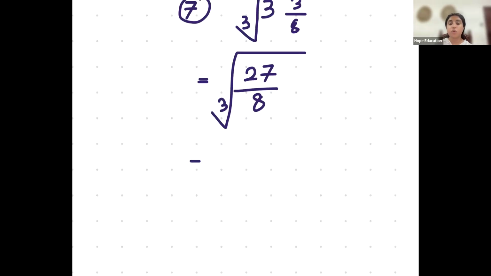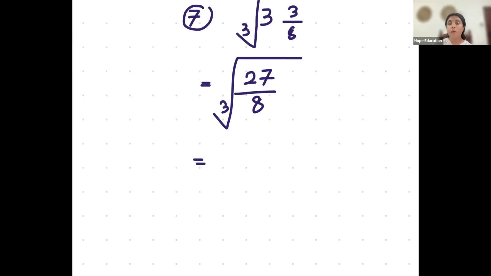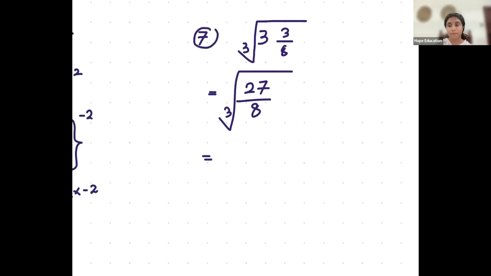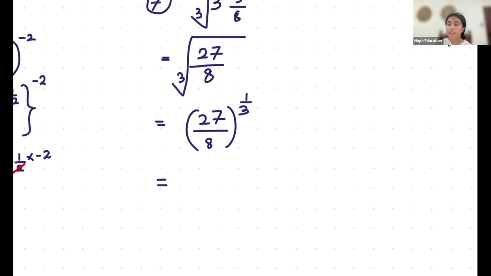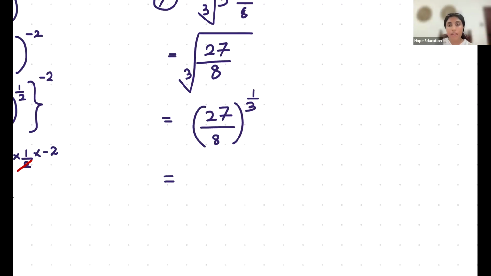So you know now the root sign, you can remove the root sign and make it a power. So 27 over 8, when I write the cube root as a power, that is 1 over 3. Can you see that now, 27 divided by 8? This 1 over 3 belongs to 27 and 8 both.